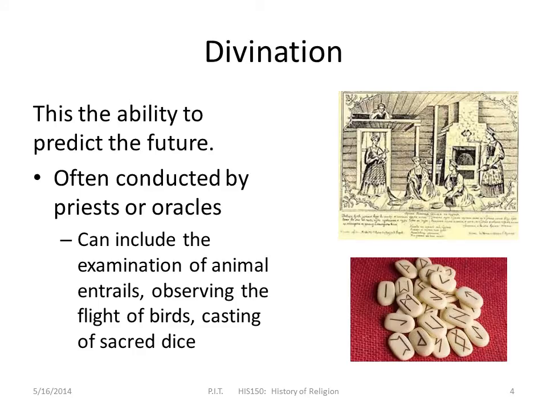Then we have something called divination, and this is the ability to predict the future. And it was often conducted by priests or what we call oracles, the most famous oracle, of course, being the oracle at Delphi in ancient Greece. And there's various ways that they used to do this. They can examine animal entrails, where they would take an animal like a pig and they would slice open its belly, and the way that the intestines came out were what the priest needed to be able to read the future. They also looked at the flight of birds.